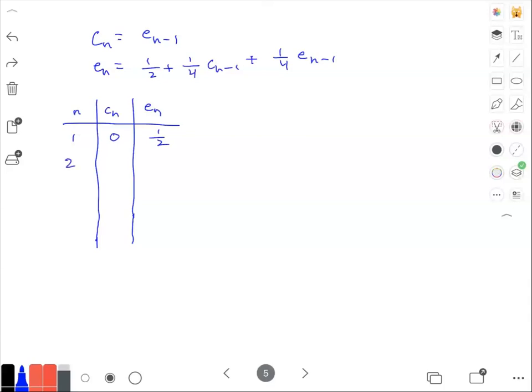And then now we can just recursively use our definition. C2 would be E1, which is 1/2. And then E2 would be 1/2 plus 1/4 times 0 plus 1/4 times 1/2. That's 1/2 plus 1/8, which is 5/8.